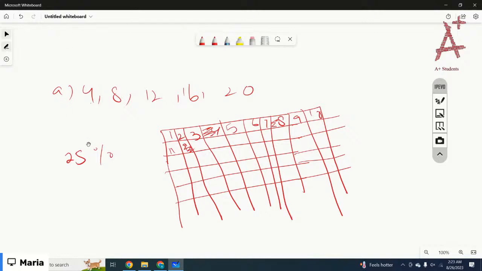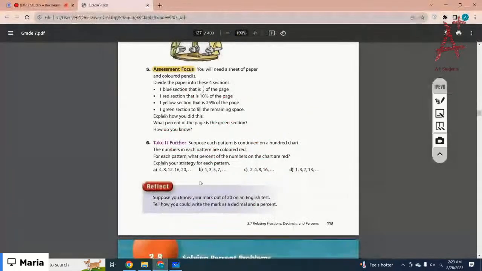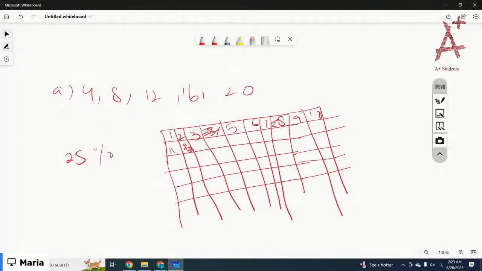Okay, the next one is 1, 3, 5, 7. So every other number, 1, 3, 5, 7, right? You can see one of the numbers is skipped. That means 50% of the numbers are colored red.